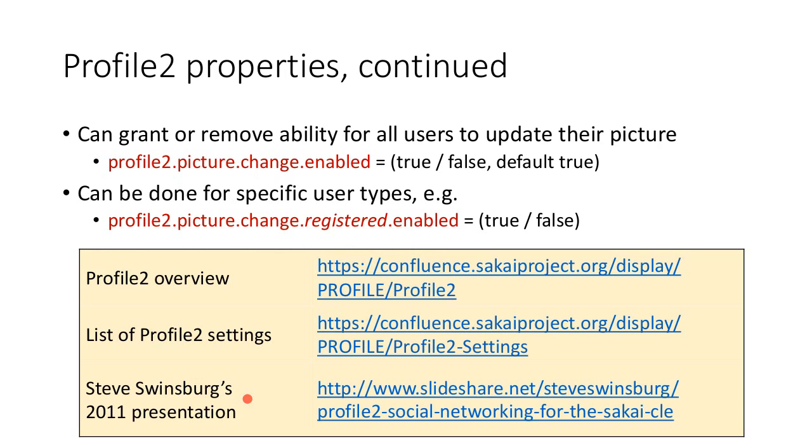Now, continuing on with Profile 2, you can grant or remove the ability for users to update their picture on a user-class-by-user-class basis. So profile2.picture.changeenabled. And you can also do that for specific user types. So for instance, we have registered and maintained users. You could allow maintained users to change their uploaded photo, but registered users not.